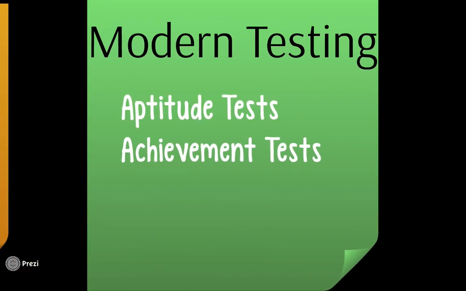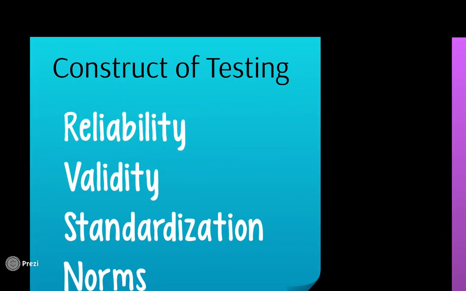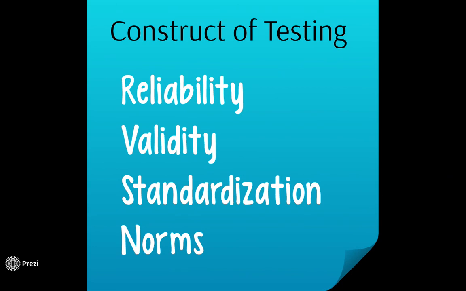And even with modern testing now, we have aptitude testing and achievement testing. So there is a difference between these 2. Aptitude testing is going to be designed to predict the future performance, and then achievement tests are designed to assess what has been learned.